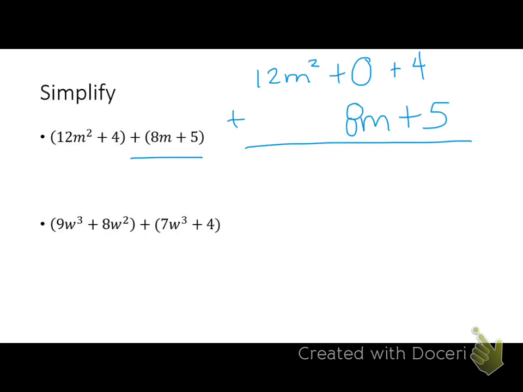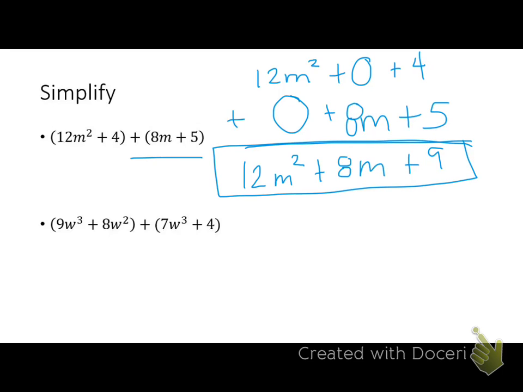If you want, you're also welcome to add in a 0 in the squared spot, because I didn't have one of those in my second one. This will allow it to already be in standard form when you combine it. So 0 plus 12 is 12, keep my m squared. 0 plus 8 is 8, keep my m. And 4 plus 5 is 9. So I've now added that polynomial together, and that is my final answer.